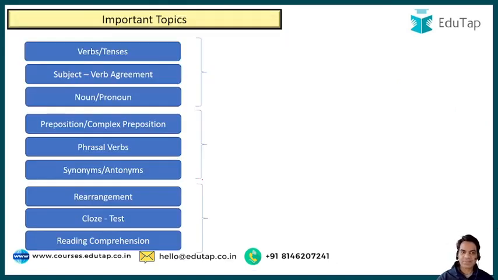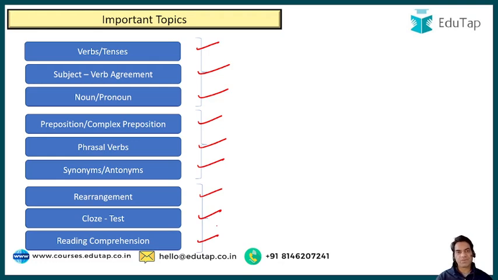Now, I'll be highlighting some important topics for you for English language that you do need to cover for the exam. I'll start from the grammar part. Verbs and tenses, super important. Subject verb agreement, one of the most important topics that there are. And nouns and pronouns, very basic and very important. Then preposition and complex preposition, very frequently asked in the exam. Phrasal verbs, synonyms, antonyms, they are from vocabulary, they are always there in the exam. Then based on comprehension, rearrangement, close test, and reading comprehension. So these are 9 important topics, you can say, I have shortlisted that you need to specifically focus upon when you're preparing for this exam.